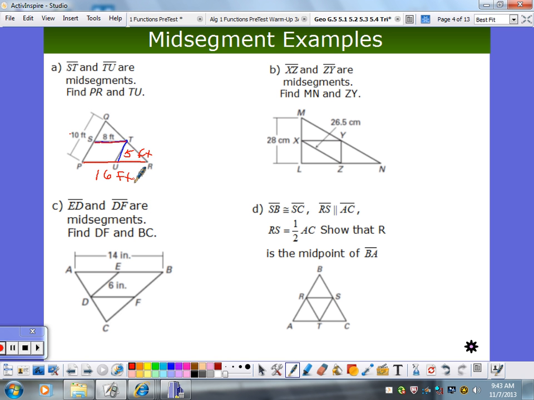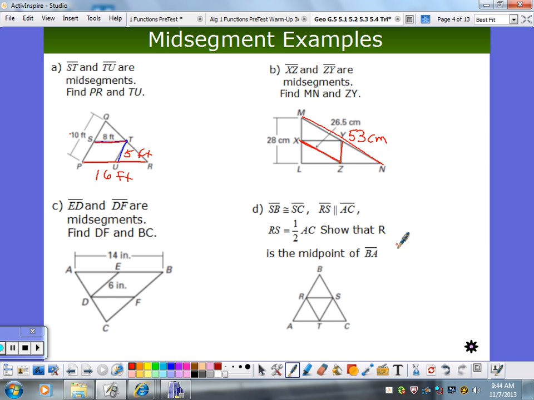Let's look at this one here. XC and DY are midsegments. Find MN. That's this one. Well, can we look around here? Can I find its matching midsegment? That's here. And it says its midsegment is 26.5 centimeters. That's XZ. So what's MN going to be? We're just doing the math here. Well, I have to double this, right? 26.5 times 2. That's 53 centimeters, so that's MN.